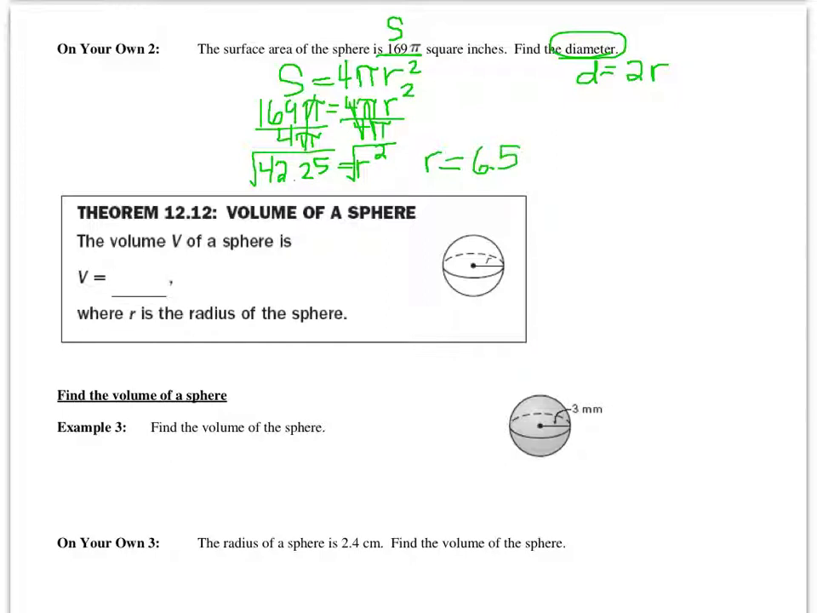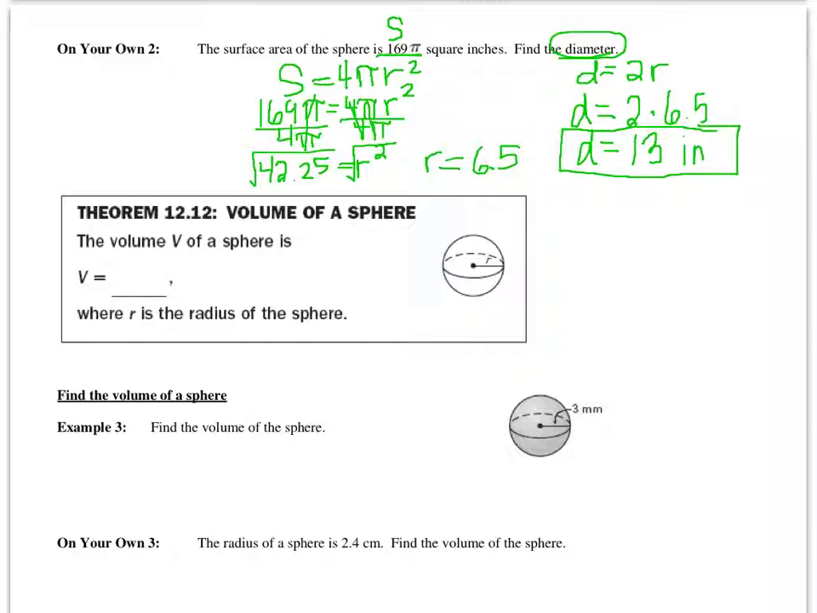But the question says find the diameter. So to find my diameter, I'm going to do 2 times 6.5. So my diameter is going to be 13, and my units would be inches because that's the distance. So you got to be careful if it says find the diameter. Make sure you solve for your radius first, and then just double it.